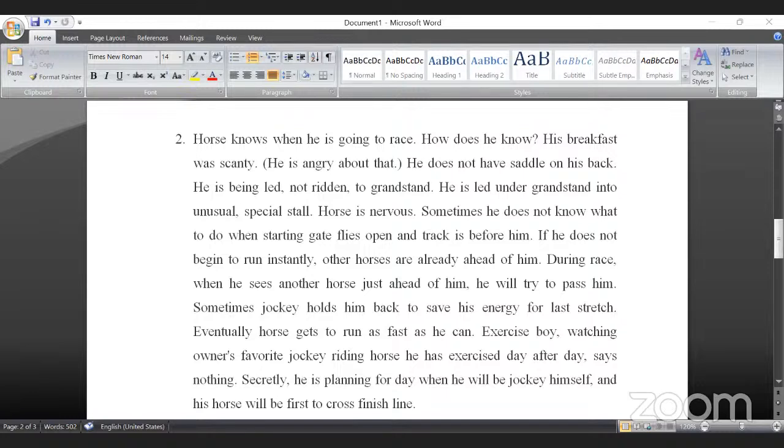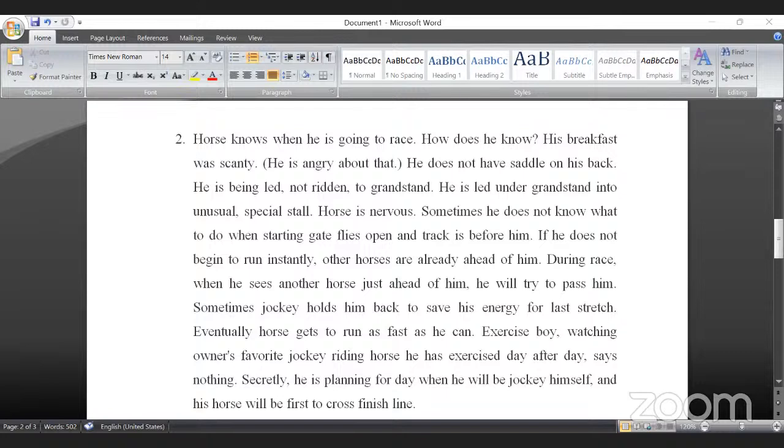Now, next one. Sometimes jockey holds him back to save his energy for last stretch. Sometimes the jockey, right? The jockey, because this is specific to that horse. Again, comes from contextual understanding, right?